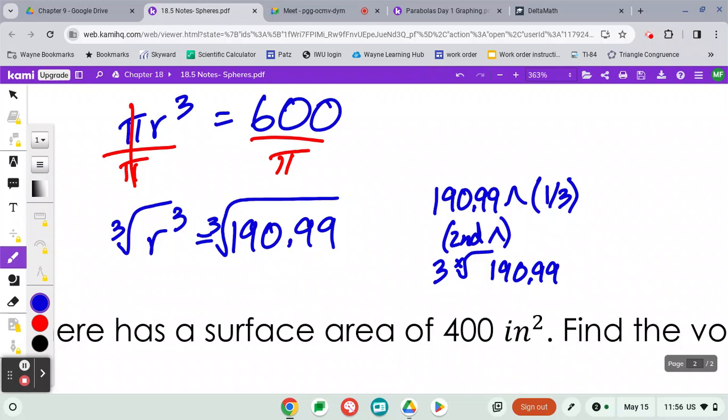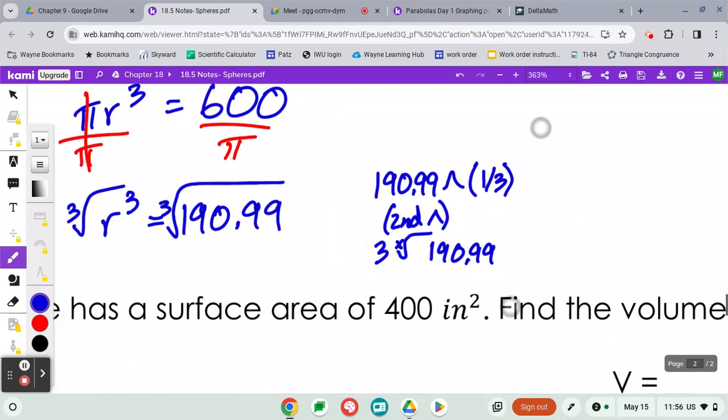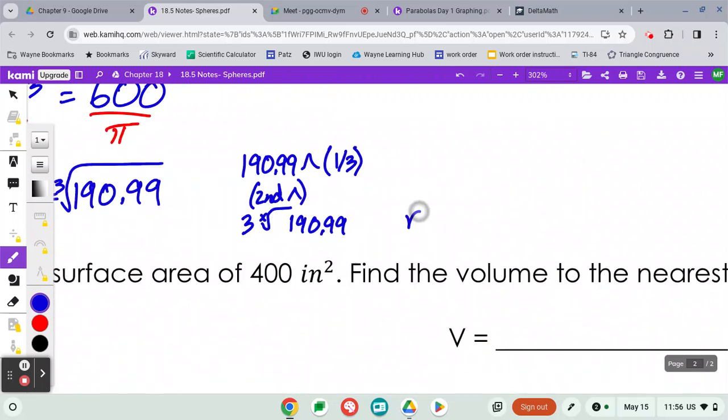So all that being said, what do we get for r? 5.76. Good. That's what we should have got. If you did not get that and would like me to help you get it, let me know, and I would love to help you. Okay?